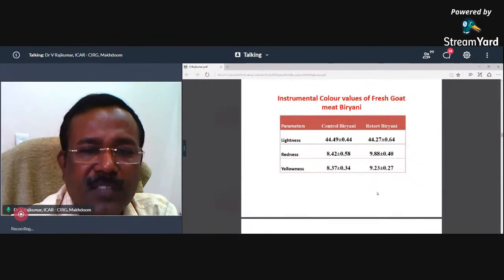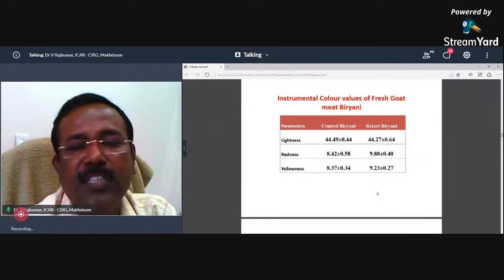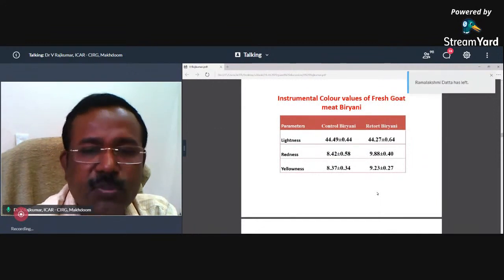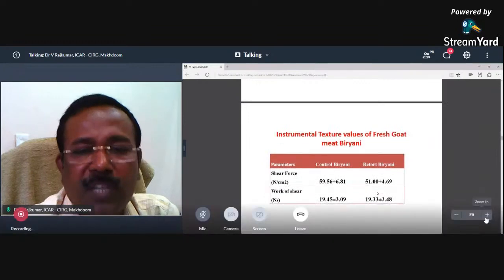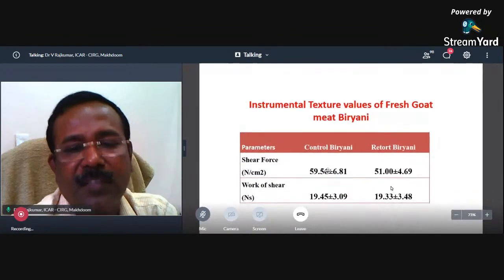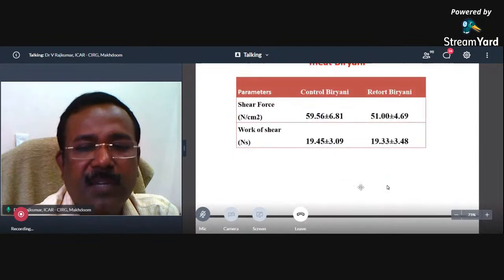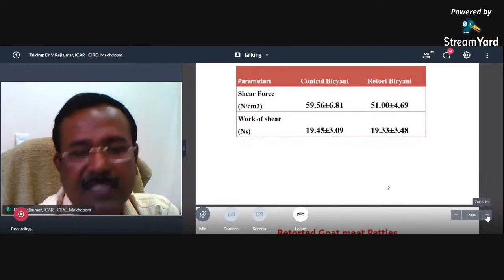This is for the color values. In this also we have not observed much difference. So for the consumer, this will be more useful. Next. Again, the work of shear, when we are using it for biryani, is not giving much difference because of the higher rice content. Next.